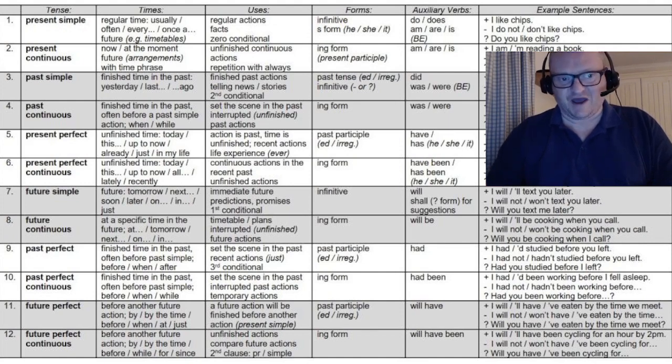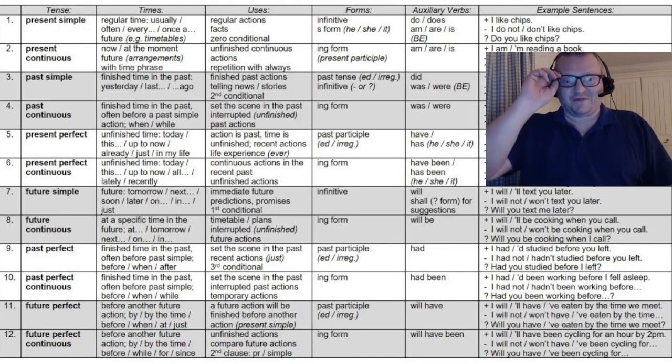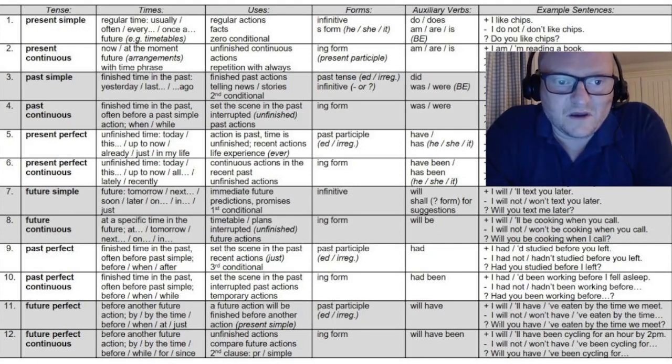Present simple is not for now, but it's for regular time, usually with adverbs of frequency, like I always do something, I usually, sometimes, often, fairly, regularly, never do something. And we use it for zero conditional. That's in both clauses of zero conditional. For example, if I eat chocolate, I feel good.